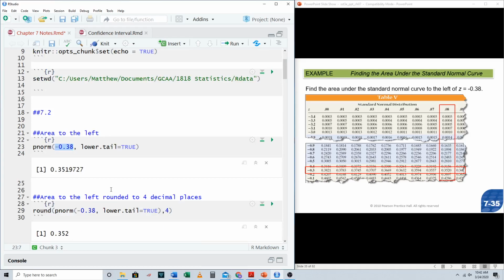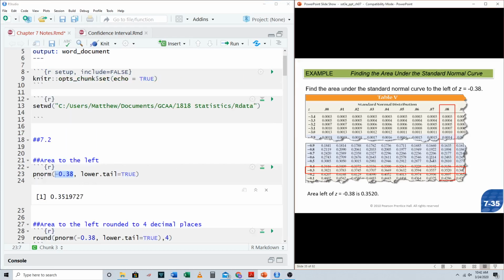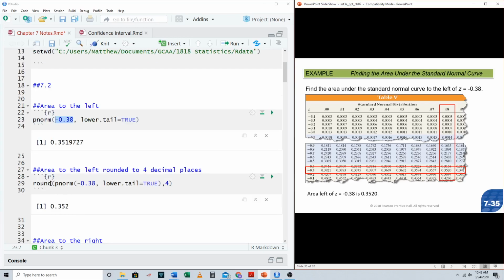I think I have an example on here as well. Now, you may notice that their answer is to 4 decimal places, so you're going to have to round. So we use our round function here. Okay. So again, area to the left is pnorm, type in the z-score they give you, comma, lower.tail equals TRUE. And again, this gives you the unrounded value. You don't have to round if you don't want to. Just make sure that when you do answer it, you round correctly.